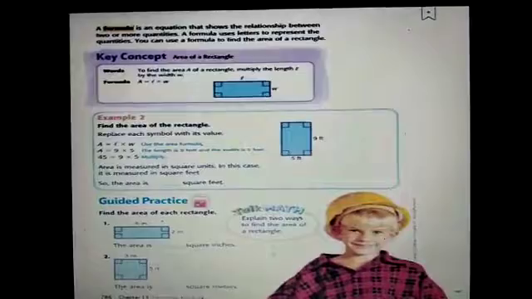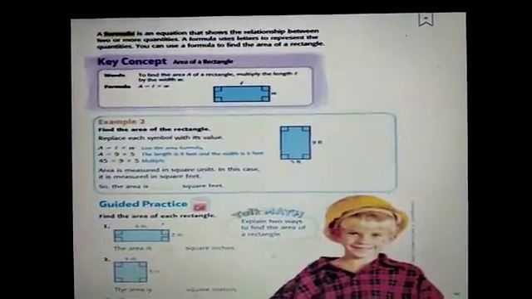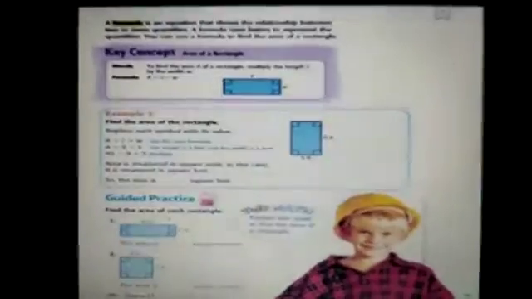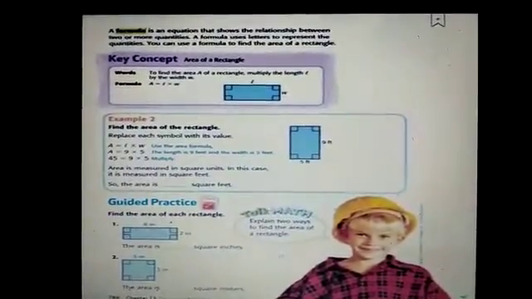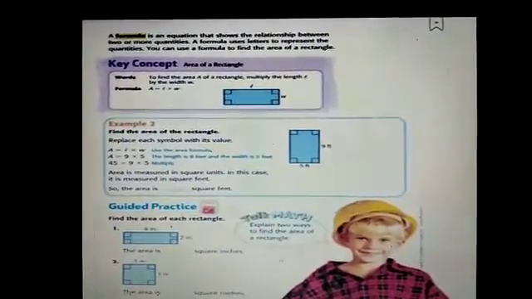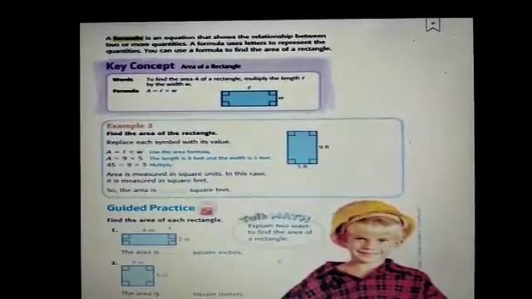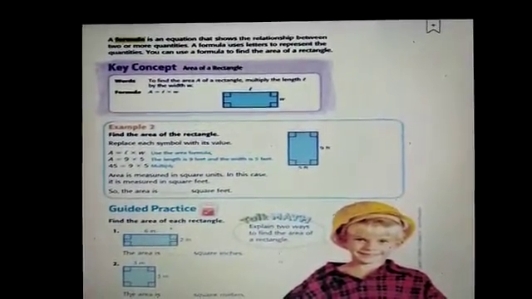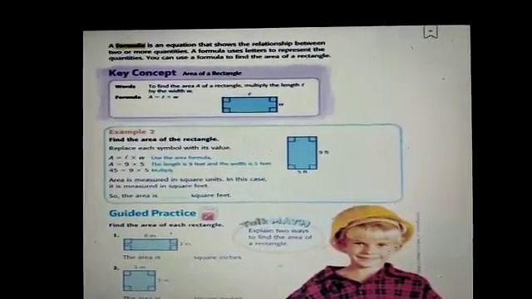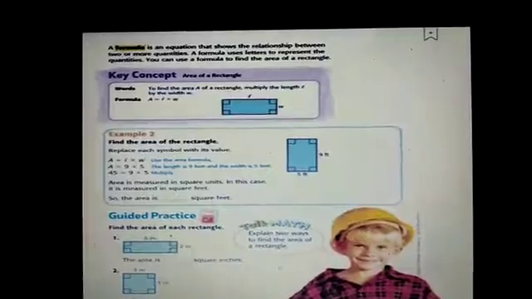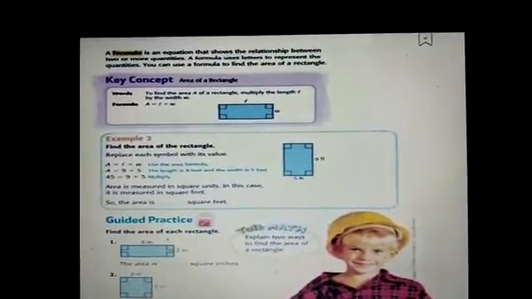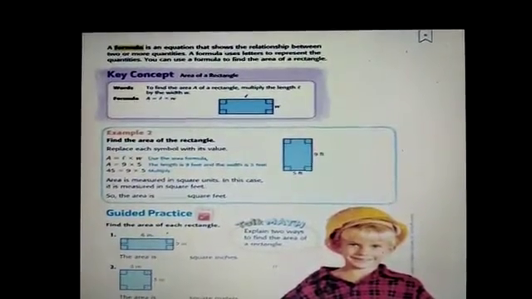Now I have a rectangle in example number 2. Find the area of a rectangle, 5 and 9, length and width. Area is equal to L multiplied by W. This is the area formula. I will remove L and write 9, remove W and write 5. The length is 9 feet and the width is 5 feet. 9 multiplied by 5, the answer will be 45.